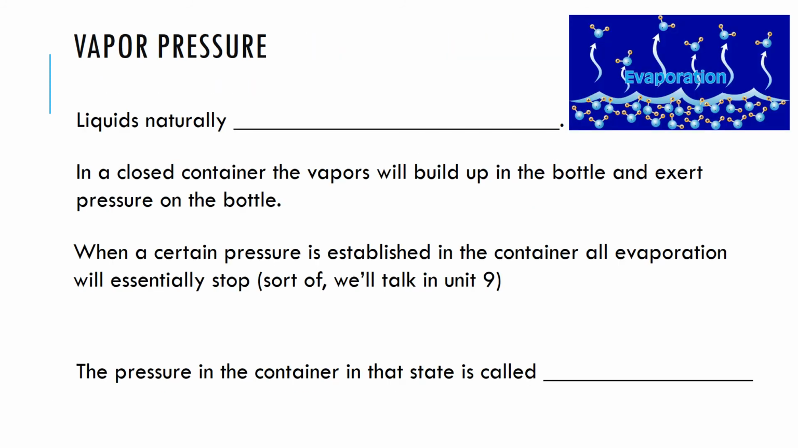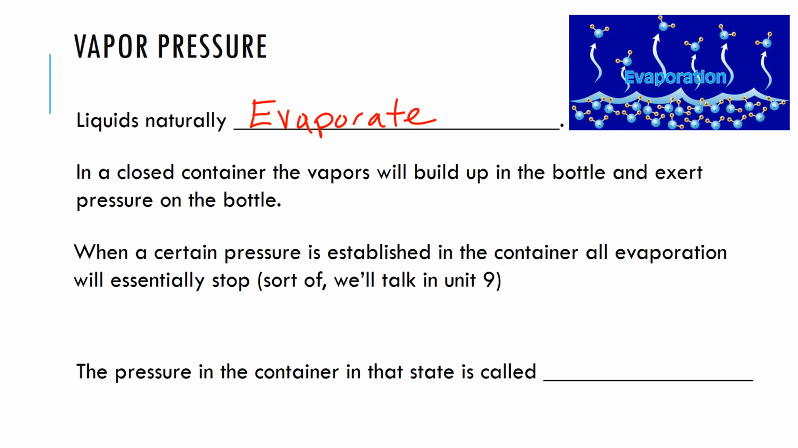So let's just talk quickly about vapor pressure. So liquids, if you leave them out, will naturally evaporate. Now, if you take that evaporating liquid and put it in a closed container, the vapors will build up in the bottle and exert pressure on the inside of the bottle. There'll be a little bit of pressure in there. Now, you can see this pressure when you open up a bottle of soda. You hear that effervescence, and you hear the gas escaping. That's because the gas inside is under pressure.